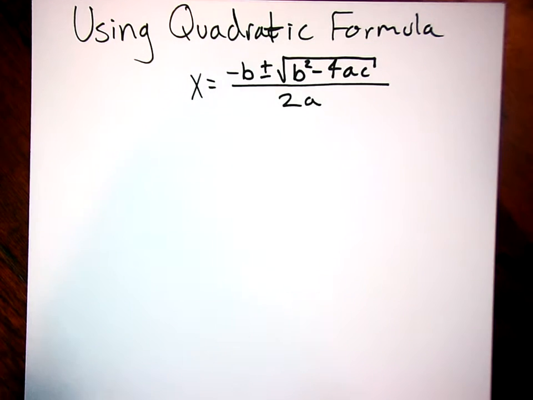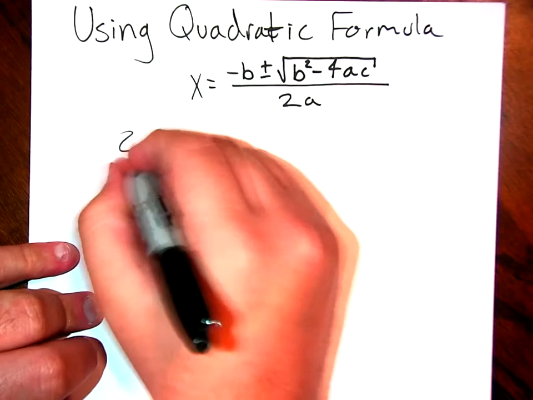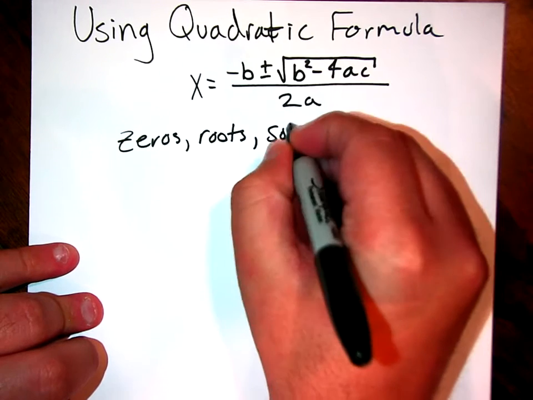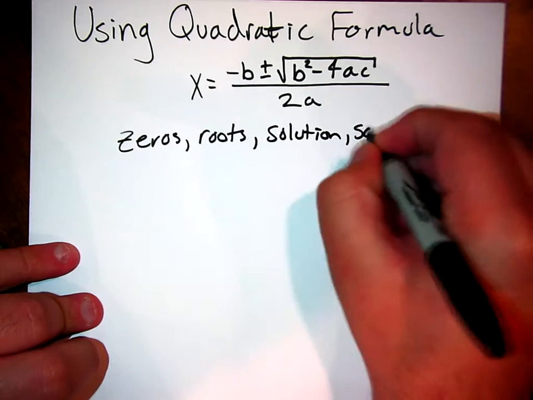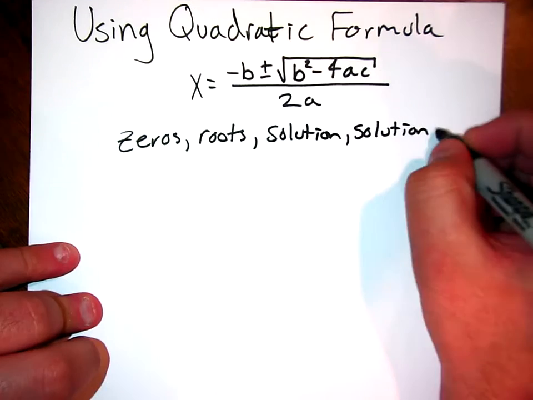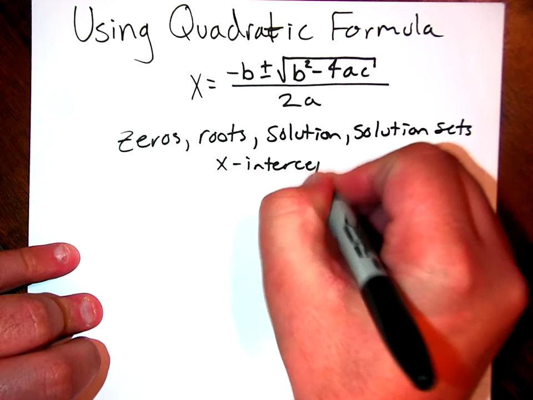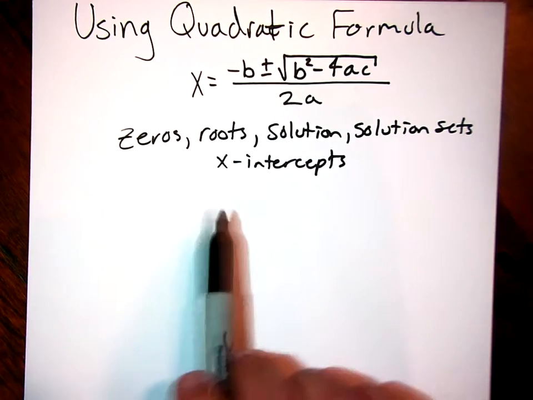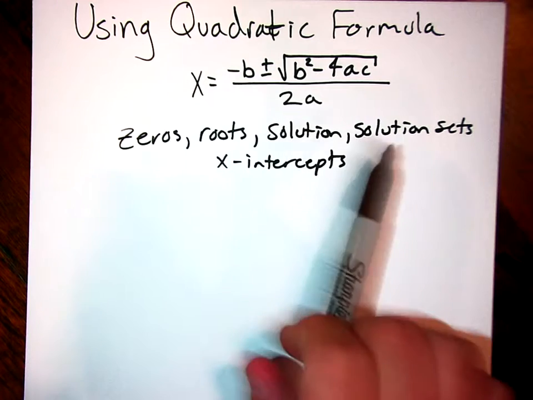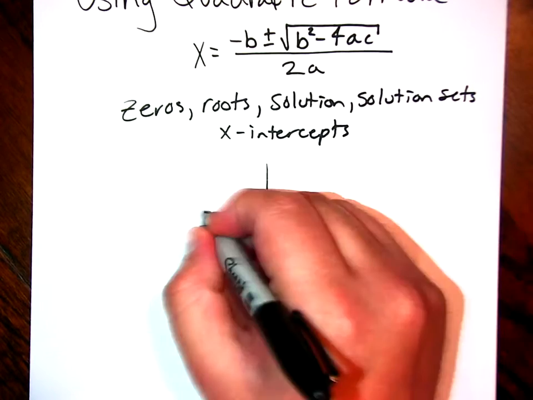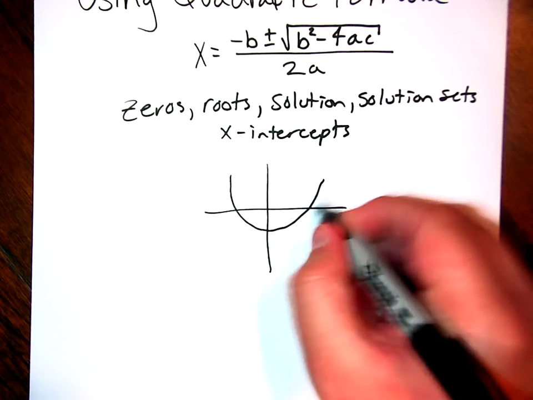And we use this formula to solve quadratic equations and find the zeros, roots, solutions, solution sets, and the x-intercepts. Now, all of these terms mean the same thing, and they all mean to find the two spots or the two numbers where that quadratic graph touches the x-axis. That would be this spot and this spot.